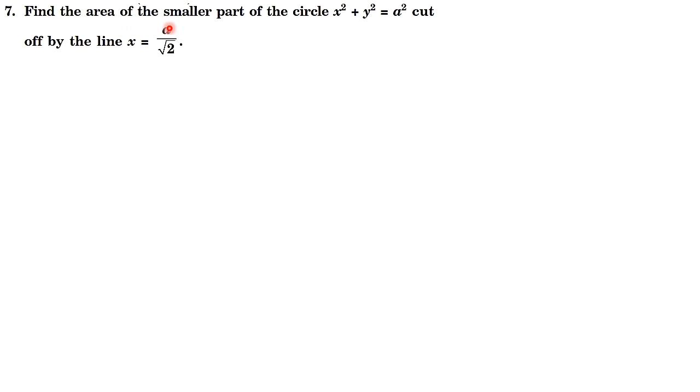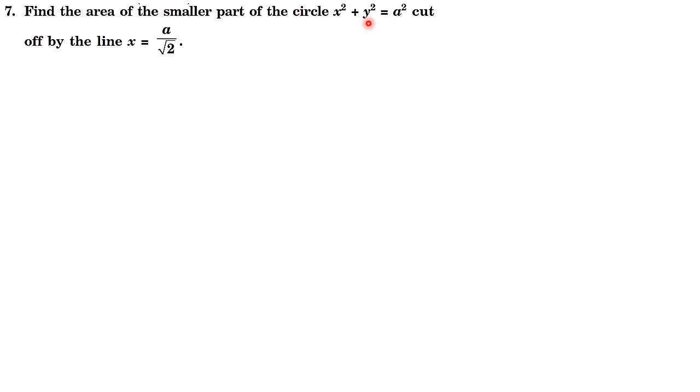Move on to the 7th question. The question is: find the area of the smaller part of the circle x square plus y square equal to a square cut off by the line x equal to a by root 2. Here we must find the area of the smaller part of the circle. We don't know which one is smaller or bigger because we still did not draw the diagram. Unless you draw it, it is not possible to identify, so we will keep it for later.